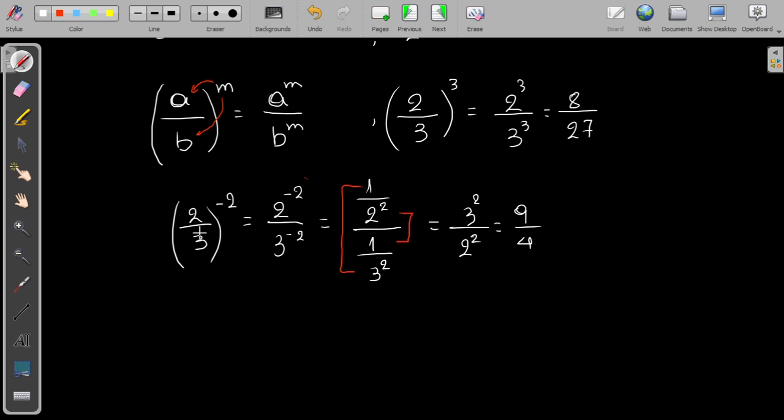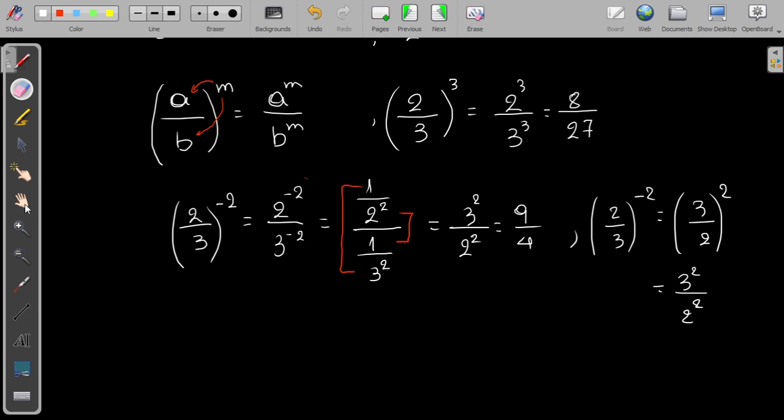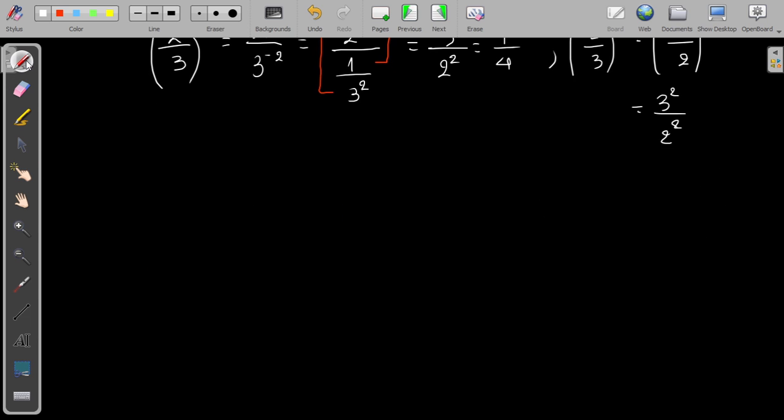So you see, basically, whenever I have a fraction to the power of minus, it's like having 3 over 2 to the power of 2, which gives me 3 to the power of 2 over 2 to the power of 2. Very important properties.